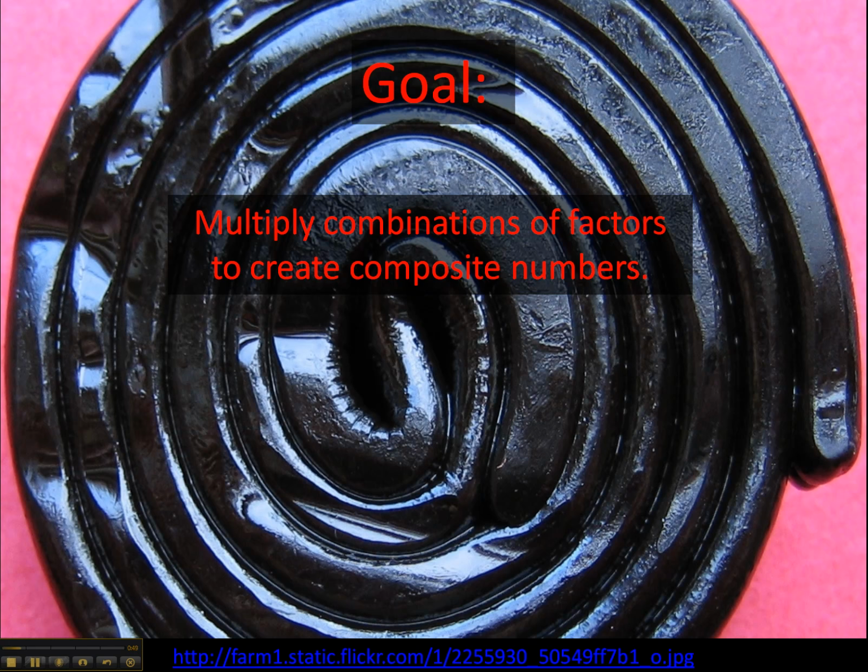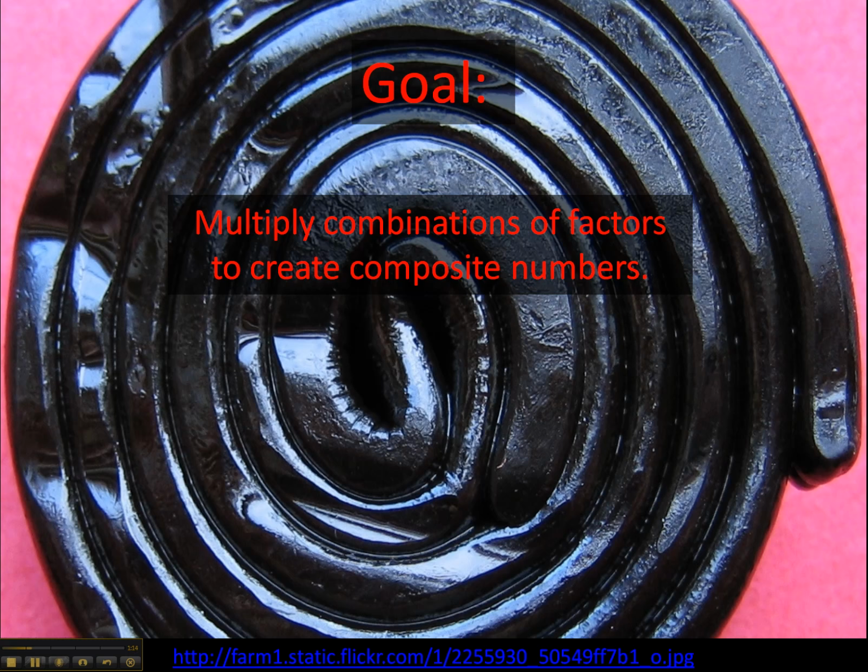We're going to use factors to create composite numbers. Now a composite number is not a prime number. And you'll remember a prime number is a number that can be divided only by 1 and itself. So for instance, 2 is a prime number, 3, 5, those are also prime numbers. But 8 is a composite number because it can be factored by more numbers than just 1 and itself.